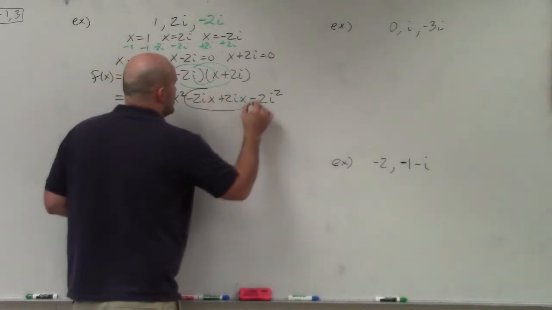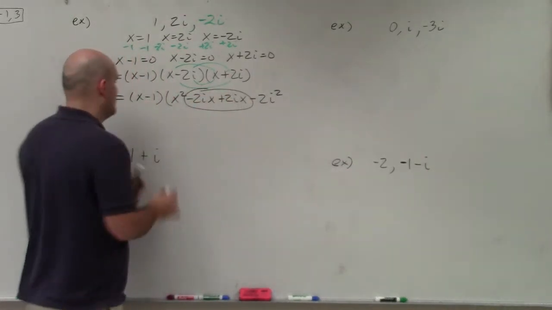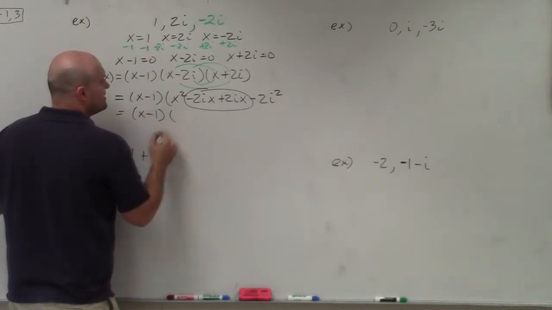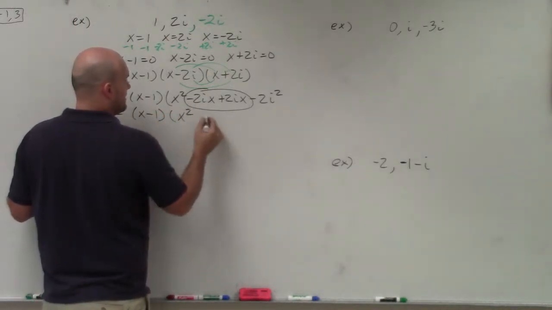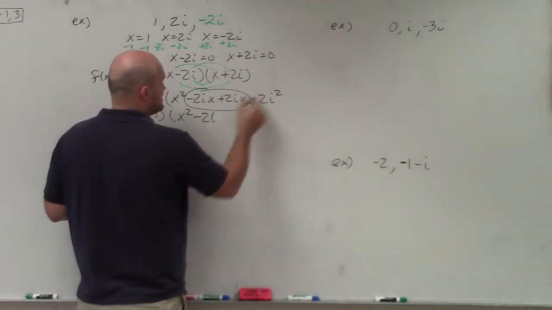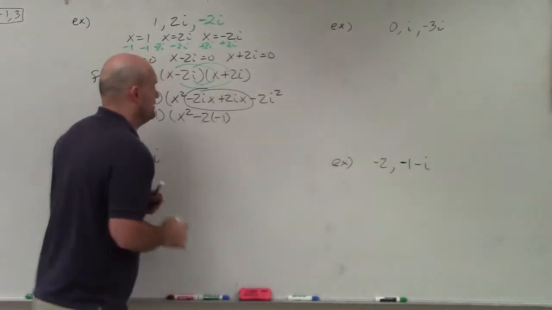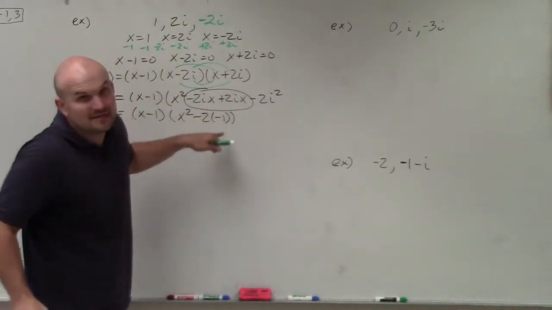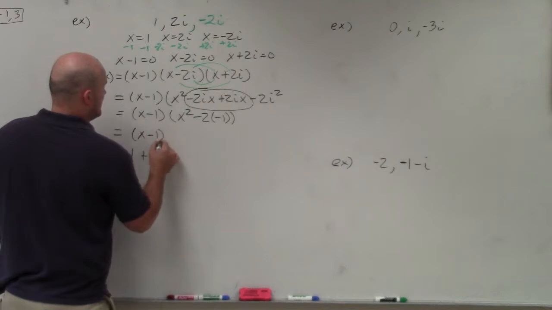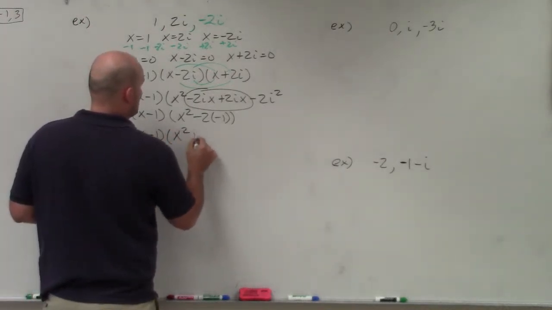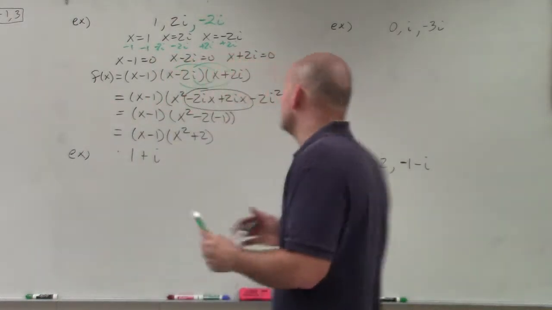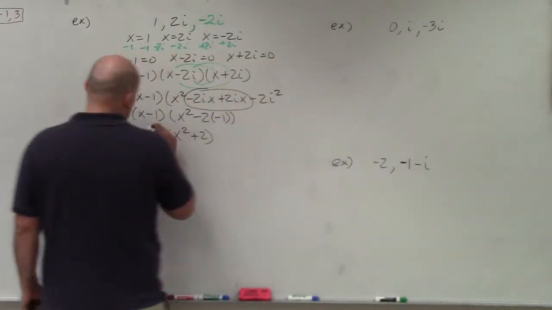Notice my middle terms add to 0. That's what I'm telling you, it's going to happen every single time. So I have x minus 1 times x squared minus 4 times i squared, which is negative 1. So what's negative 4 times negative 1? Positive 4. So in reality, I have x minus 1 times x squared plus 4. Now I have to use the distributive property again, or FOIL.